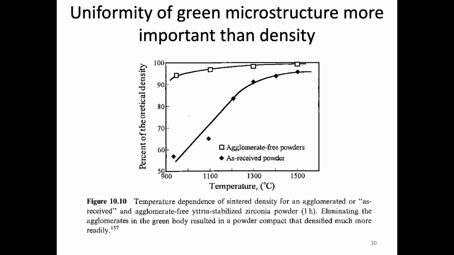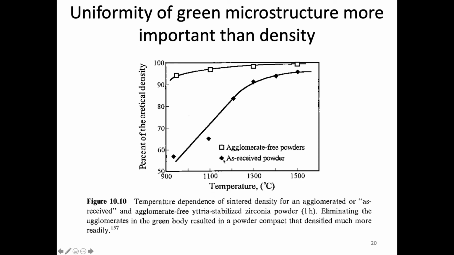And so what this plot's showing you is, again, percent theoretical density. So 100% is the best, obviously. And then this is a function of temperature. But we have two series. We have an as-received powder, so not much consideration goes into that one. And then an agglomerate-free, so something that's been processed, so we don't have those big chunks.